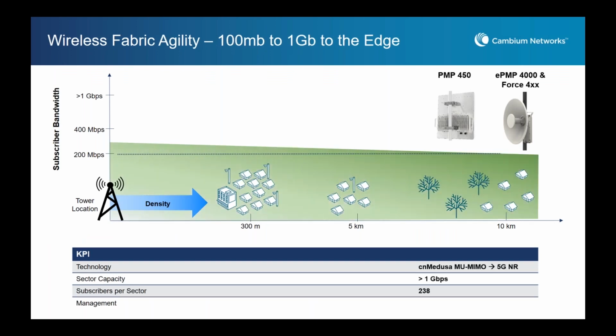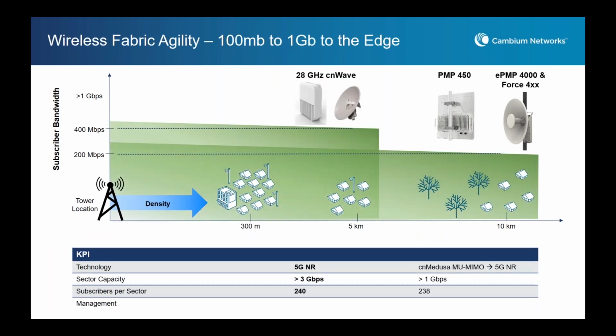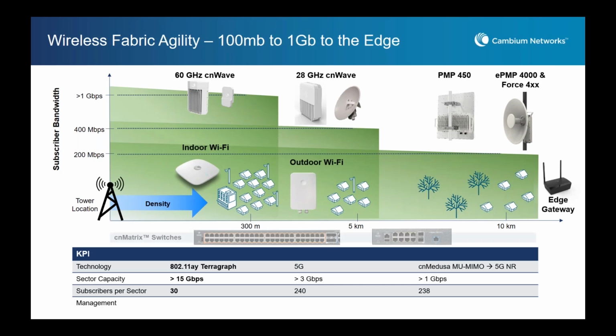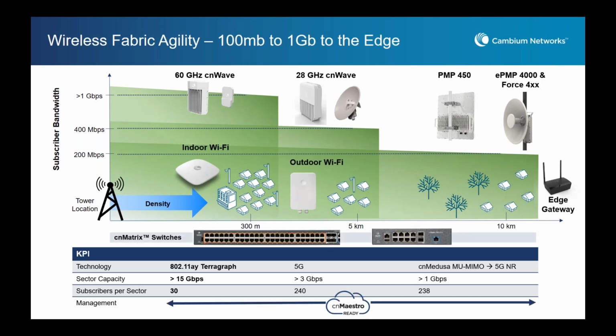And with that, I know we're running a little bit long. I wanted to save a few minutes for questions. I'll pop this up here just to show you where 60 gigahertz fits into the overall Cambium portfolio. And you can see that this portfolio continues to expand. Whether you're looking at hundreds of meters out to a kilometer or so with gigabits per second, you can do that with the cnWave.